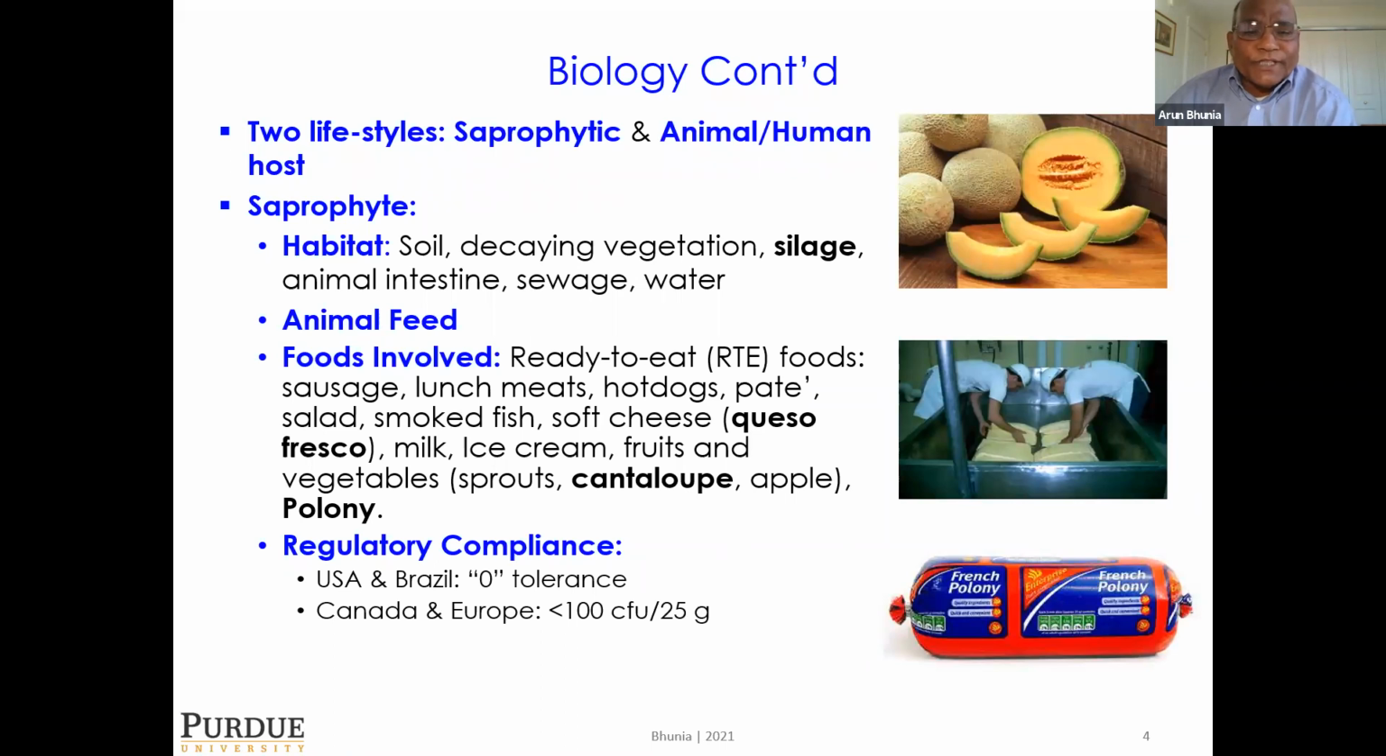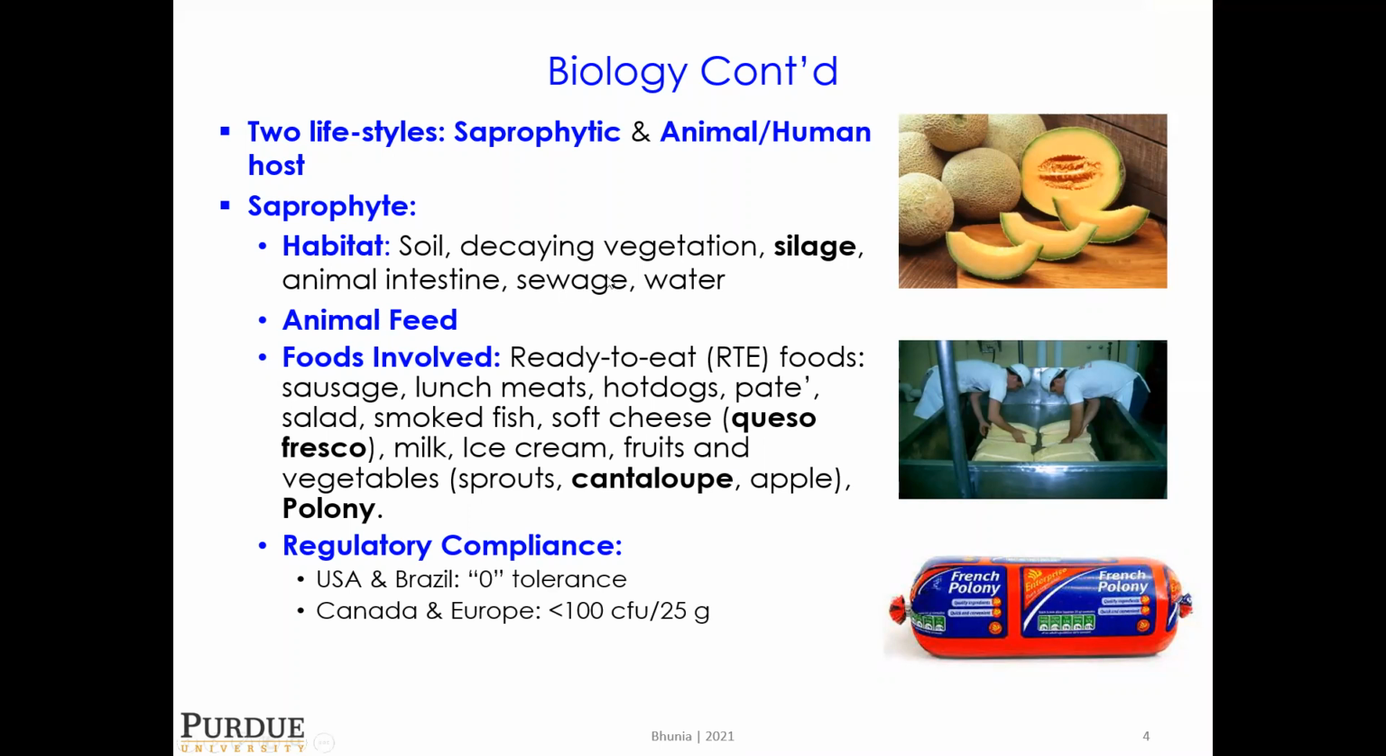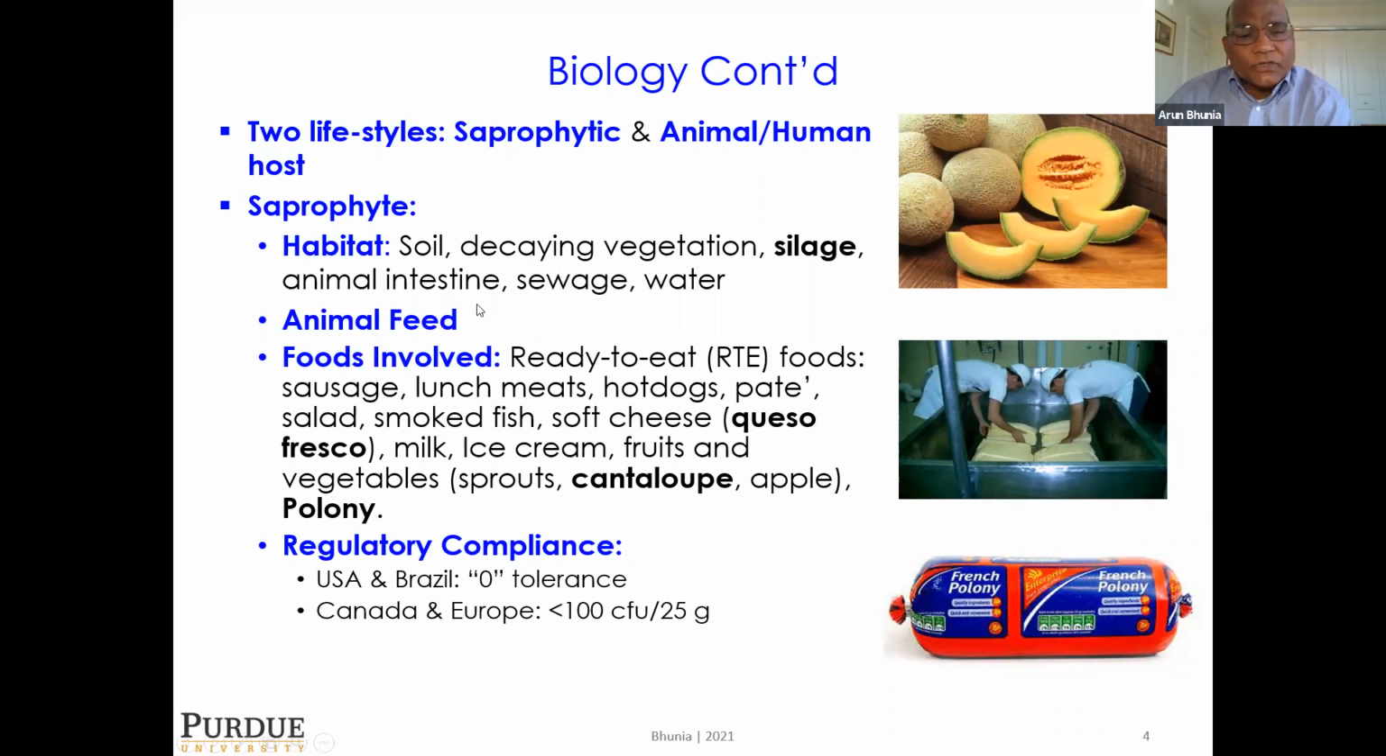And as a foodborne pathogen, obviously, it has an interesting lifestyle. So we call it one saprophytic lifestyle, and other is the host. So obviously, they need to survive and survive well in the environment, especially soil, decaying vegetation, sewage, and silage. That's the main feed for animals, and that could be a major source of Listeria. So animal feed is also being implicated as a source of Listeria as well. And most importantly, human foods. So you can see the list of foods being reported as a source of this pathogen.